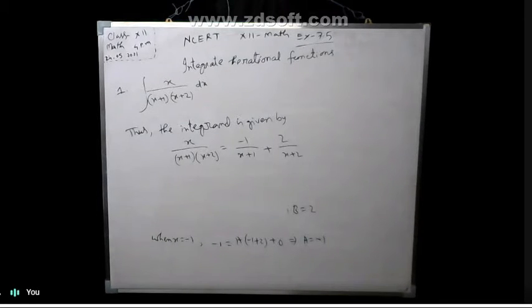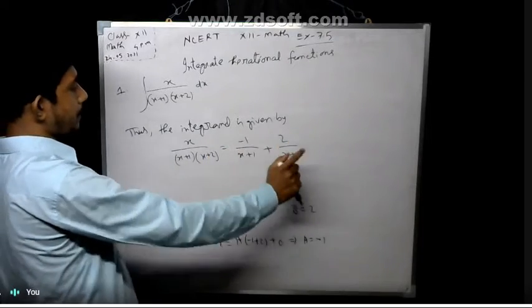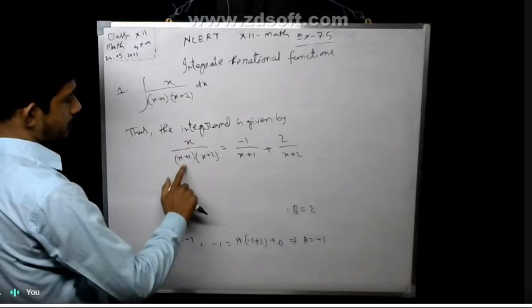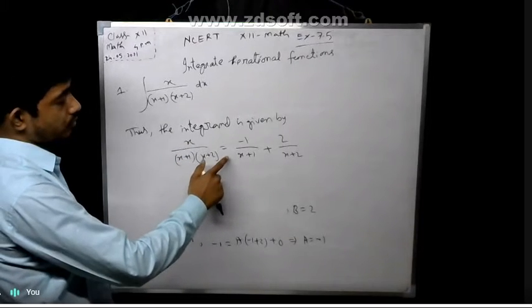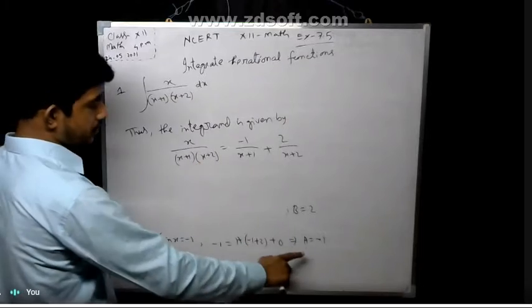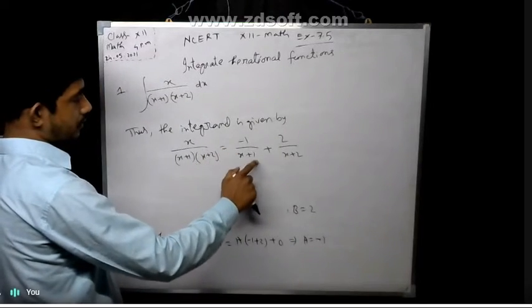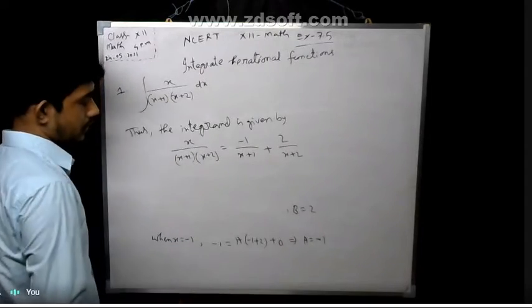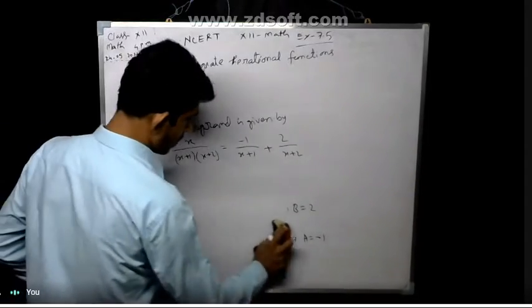So thus the integrand x by x plus 1 into x plus 2 equals a by x plus 1 plus b by x plus 2. A means minus 1, so minus 1 by x plus 1, plus b, which is 2, by x plus 2. Okay, so now it is very easy.